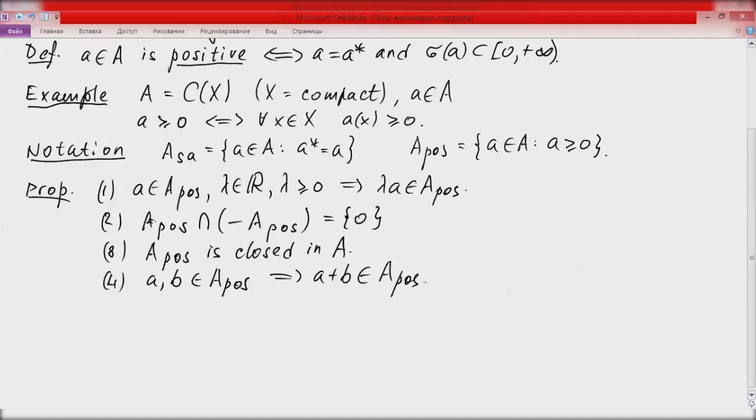So basically, all these properties mean that the set of all positive elements is a convex closed cone in A.